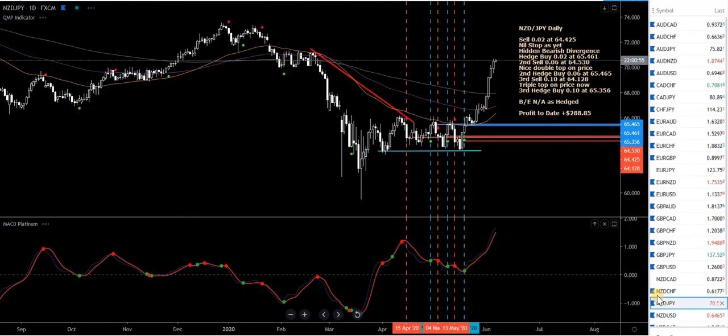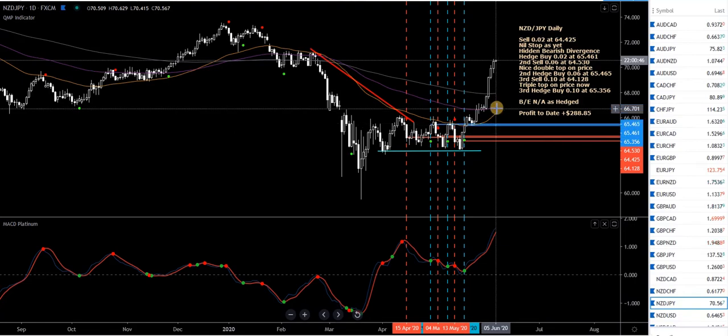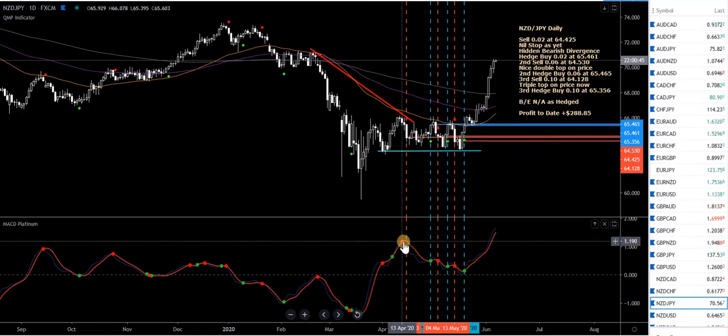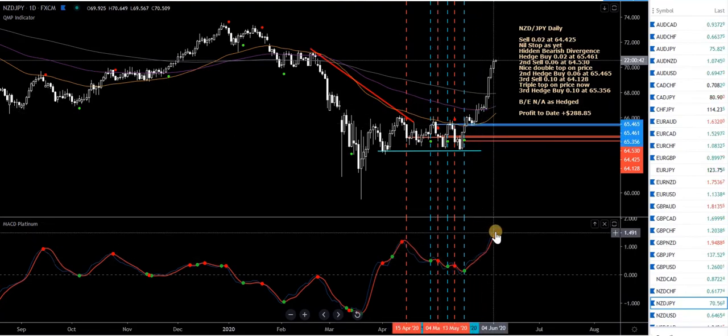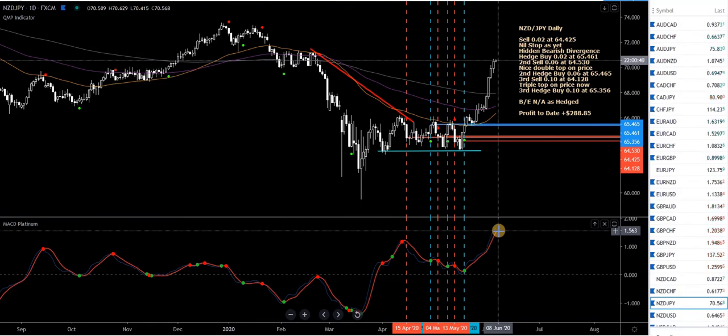New Zealand Japanese yen, again, big move up. We're not quite at the previous highs. And this is all hedged in here. And look at this, MACD platinum's been above the 0 level the whole time. Looking for a sell.